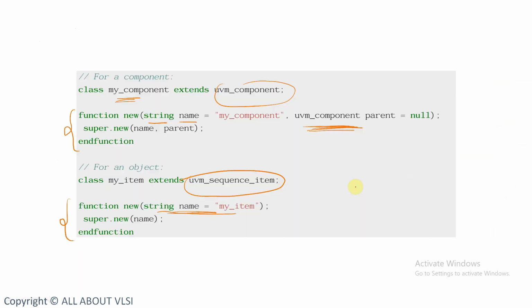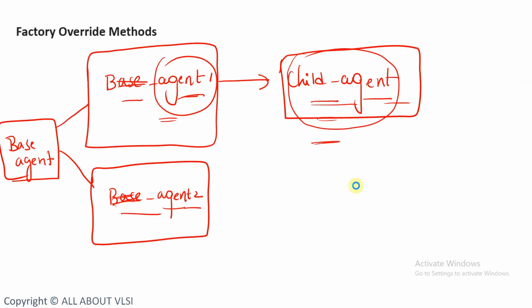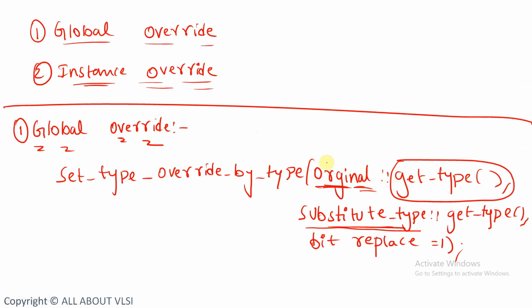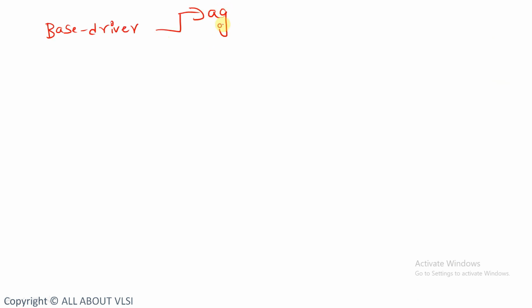So what is happening here: if we call this get_type, it returns this particular instance, and we are calling this the substitute instance. So we are replacing this original type instance with our substitute instance, agent 2. And if you are using global override, the base driver which was present in agent 1 and agent 2 was replaced by your driver_1, right?